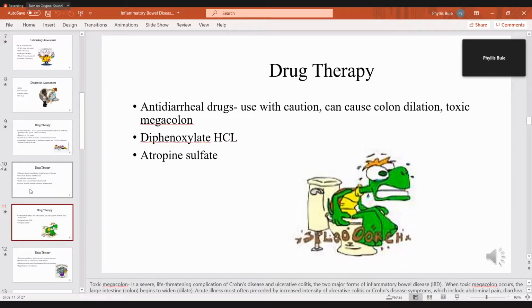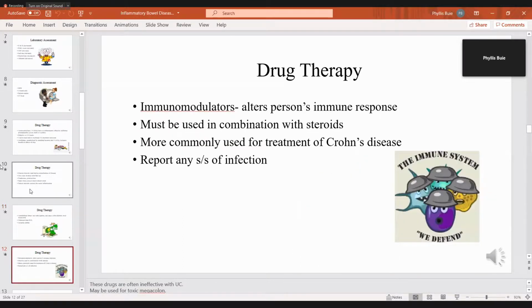Another group of medications that I wanted to mention to you is the biologics that are becoming much more popular, or immunomodulators. And basically, these are medications that alter the person's immune response. And these have to be used with steroids. They can't be used by themselves. And it's usually more effective with Crohn's disease. The main thing that we want to make sure that they know about is watching for any signs or symptoms of infection.